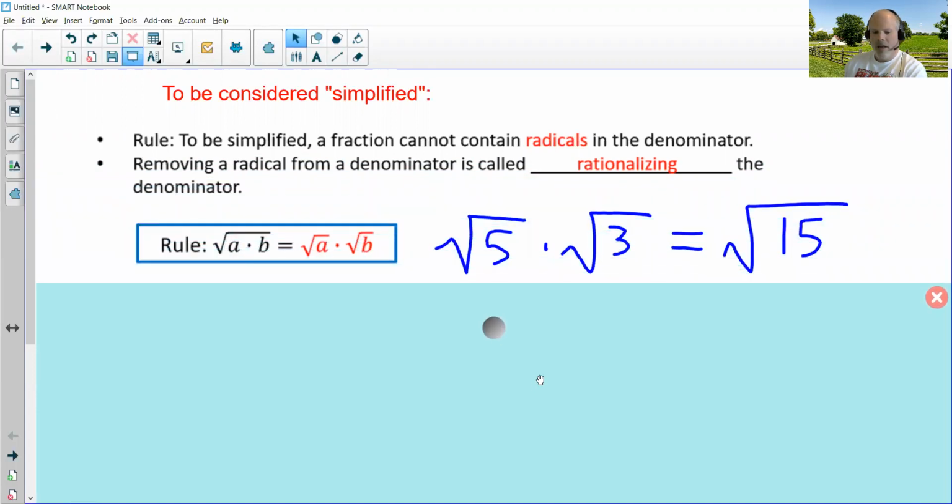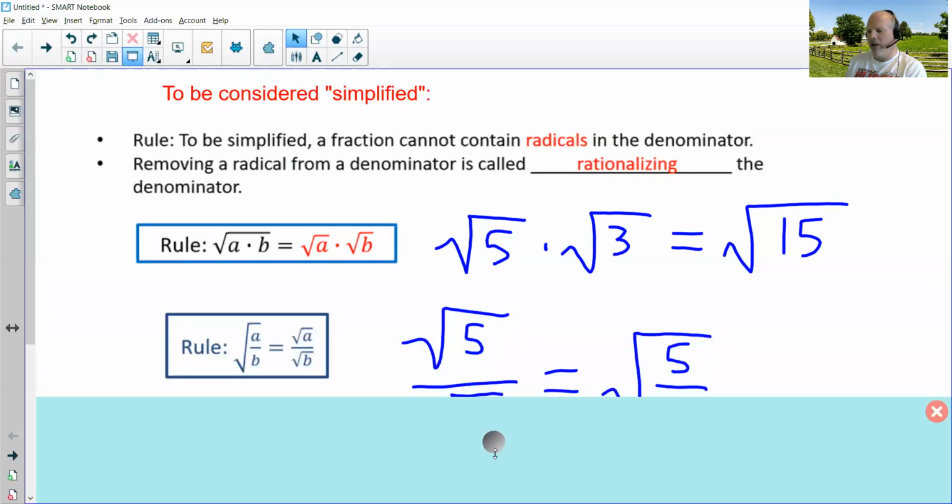Before we get into that, just a couple of other rules to keep in mind while we're working through this today. If I have a radical and under the roof of the radical is a times b, then I can rewrite that as radical a times radical b. Or if I apply numbers to it, the square root of 5 times the square root of 3 is equivalent to the square root of 5 times 3, or 15.